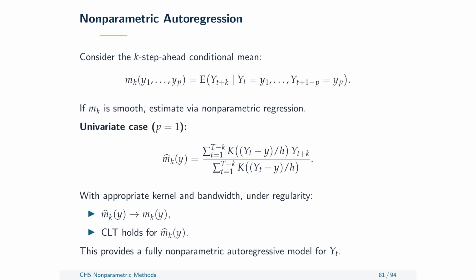A nonparametric autoregression estimates the expected current value as an unknown smooth function of past values. With one lag, it is a familiar kernel regression problem.